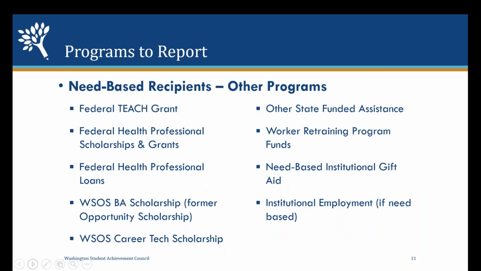The need-based recipients for other programs that you need to report will be things like the Federal Teach Grant, the Federal Health Professional Scholarship Grant, WSOS Scholarship, the BA Scholarship, which was formerly the Opportunity Scholarship, and the new WSOS Career and Tech Scholarship. Other state-funded assistance, worker retraining, need-based institutional gift aid, and institutional employment if that employment was need-based.